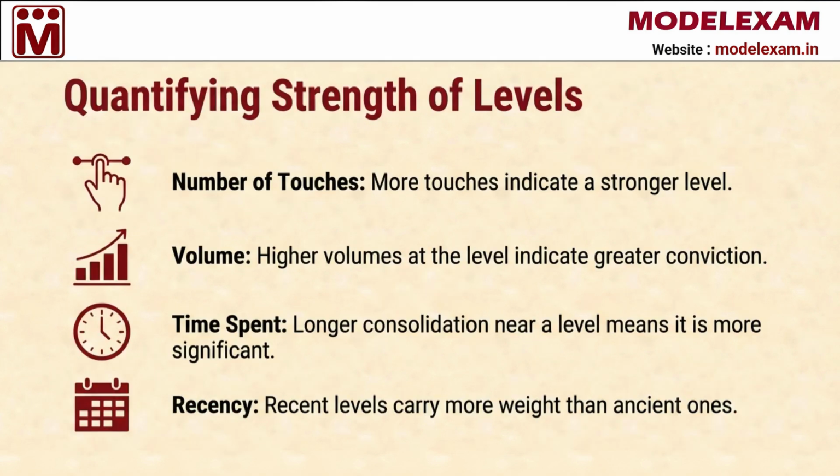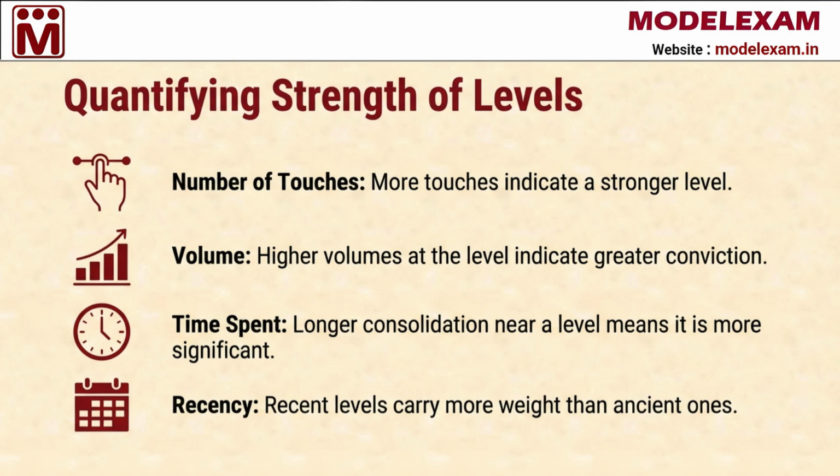How do we measure the strength of a support or resistance level? We look at 4 factors. First is the number of touches. The more times a price hits a level and bounces, the stronger that level is. Second is volume. Higher trading volume at a level indicates greater conviction from buyers or sellers. Third is time spent.